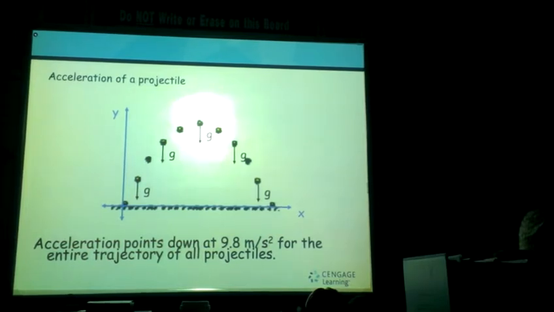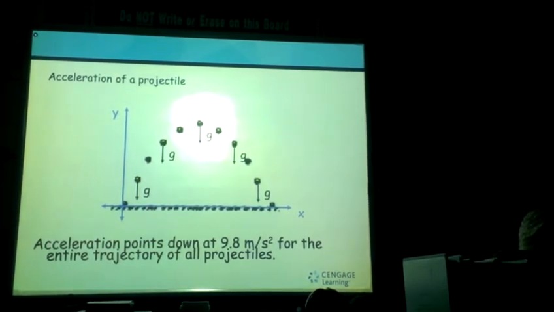So now we talked about velocity, let's talk about acceleration. This is another really hard misconception for students, and I'll tell you specifically which one. Acceleration will point down at 9.8 meters per second squared for the entire trajectory of all projectiles. It doesn't matter where you're at on this parabolic path, acceleration will always be pointed downward.